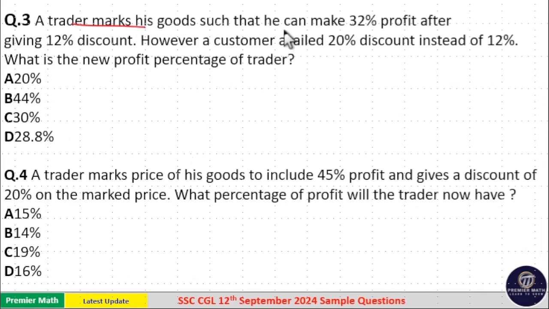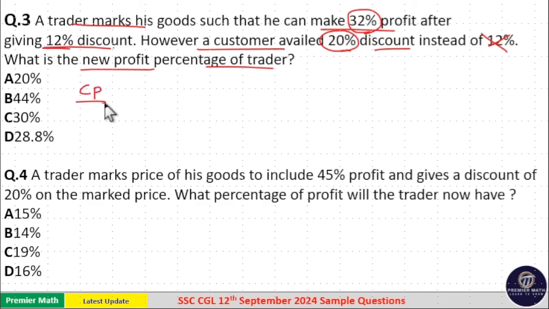A trader marks his goods such that he can make 32% profit after giving 12% discount. However, a customer availed 20% discount instead of 12%. What is the new profit percentage of trader? Here this trader tried to make 32% profit by giving 12% discount.